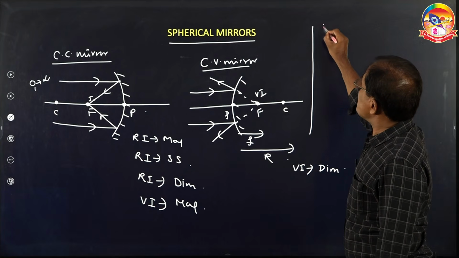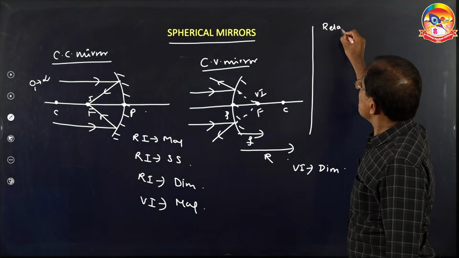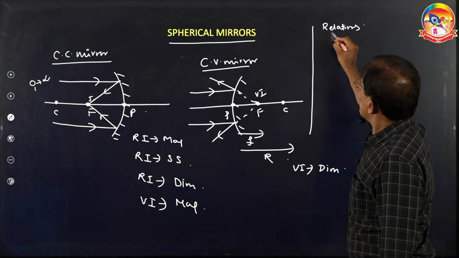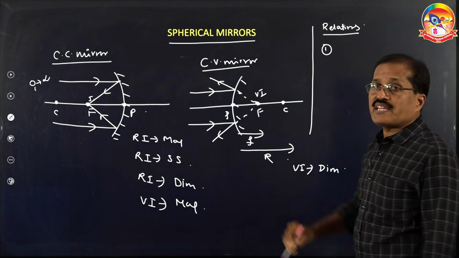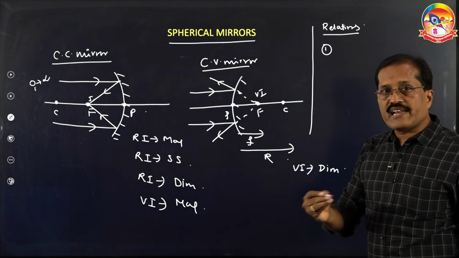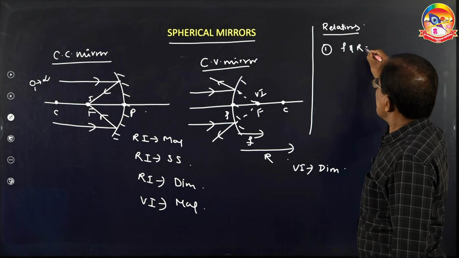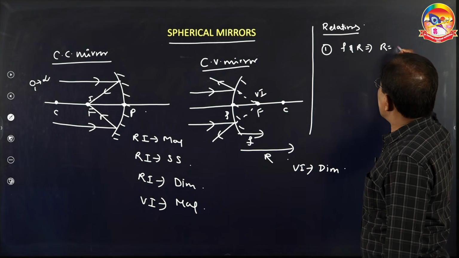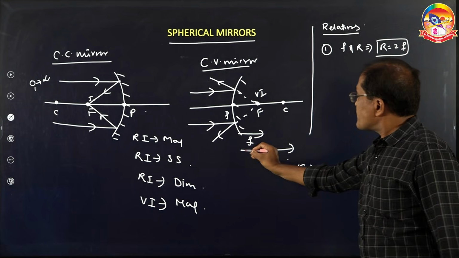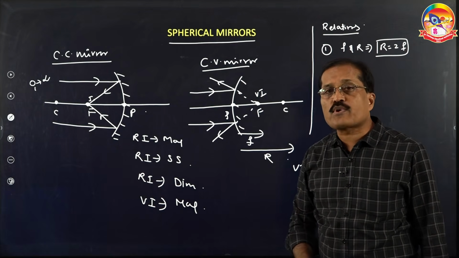And in case of mirrors, the relations here, if you see here, first one is the relation between F, U, V, and the relation between F and R. If you see first the F and R relation, only for spherical mirrors, R is always equal to twice the focal length. Radius of curvature is almost twice the focal length, approximately.